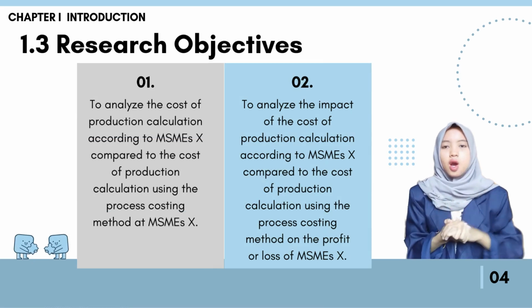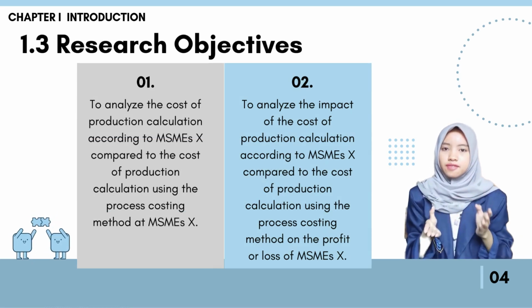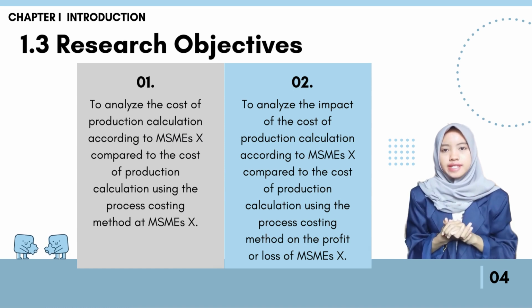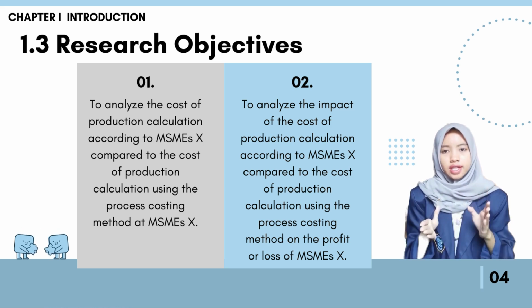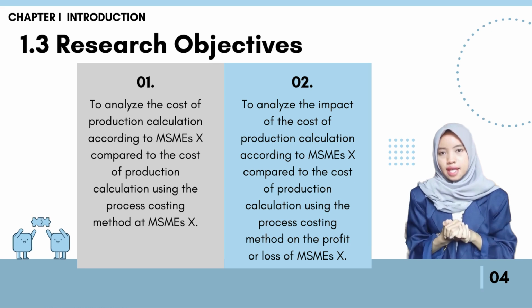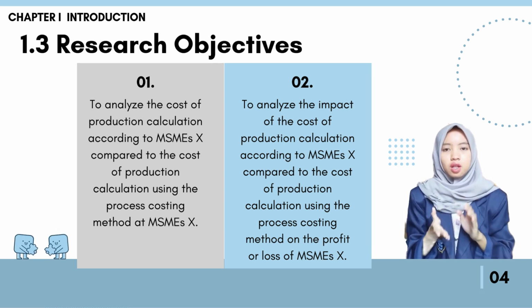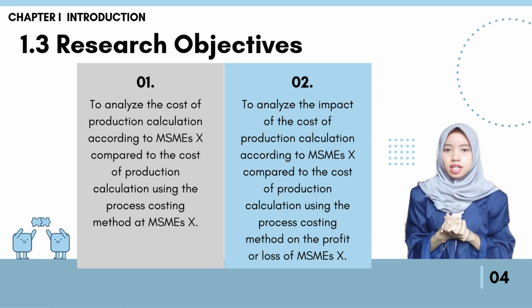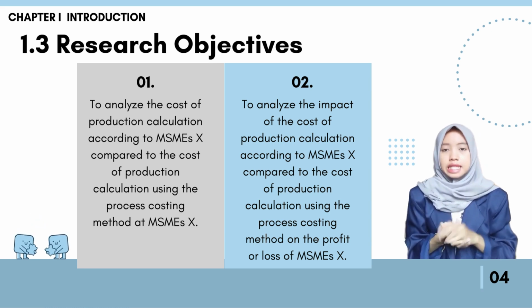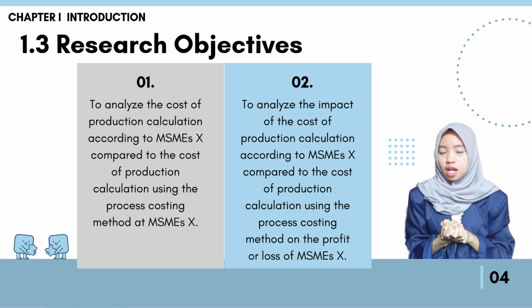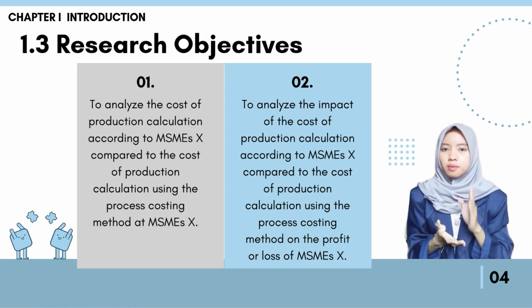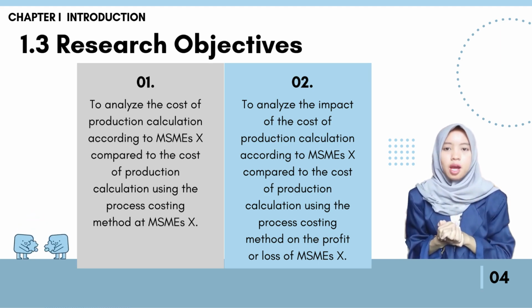The next, 1.3 Research Objectives. The objectives of this research are: the first one, to analyze the cost of production calculation according to MSMEs X compared to the cost of production calculation using the process costing method at MSMEs X. The second one, to analyze the impact of the cost of production calculation according to MSMEs X compared to the cost of production calculation using the process costing method on the profit or loss of MSMEs X.